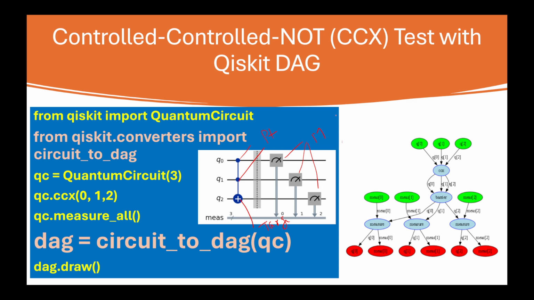Okay, these three are the measurement lines. If we have three wires, we have to mention here 3, which represents the qubits, and this is the syntax for the CCX gate. And if we run this, we can see the visualization of a DAG graph, which is the correct view of a quantum circuit. So let's move on.